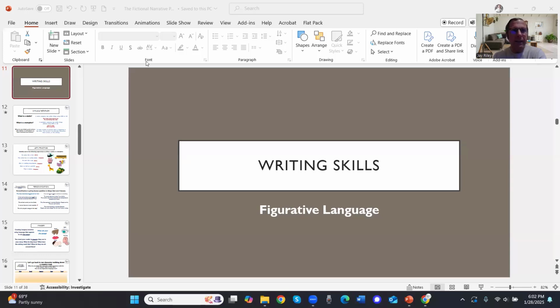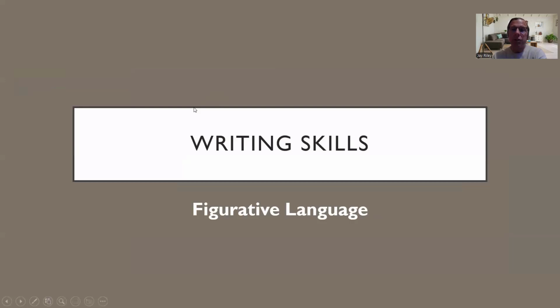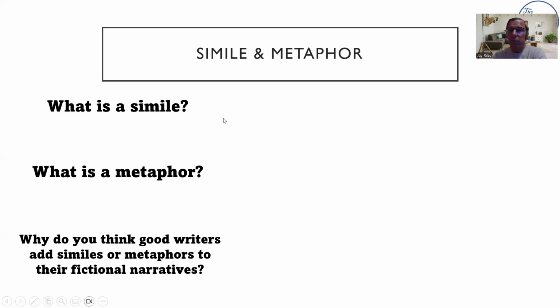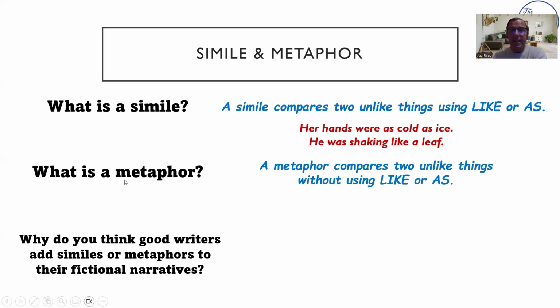So let's start by talking about similes and metaphors. When we talk about similes and metaphors, we're comparing two unlike things. When we use a simile, we're using the words like or as to compare those two things. Her hands were as cold as ice, or he was shaking like a leaf. And a metaphor is when I compare two unlike things, but I don't use like or as. I say that something is something else. Love is a rose or life is a journey. Those are both examples of metaphors.